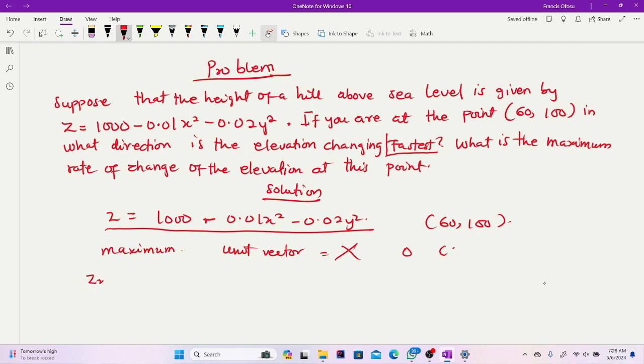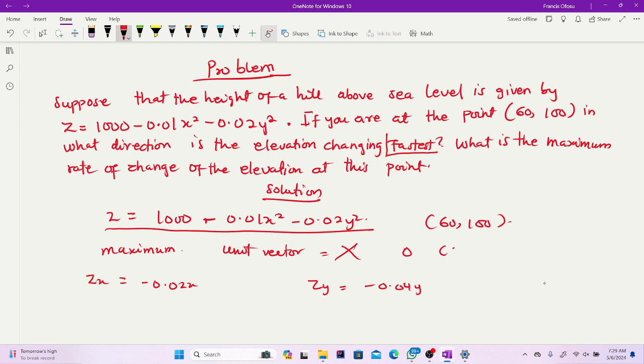So let's find the partial derivatives. We need zx. What is zx? 1000 will be 0, and I'll have negative 0.02x. This part will be 0 because we are differentiating with respect to x. Then we need zy. Our zy is giving us, the x part will be 0, and I'll have negative 0.04y, right?